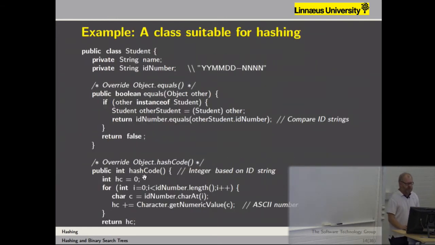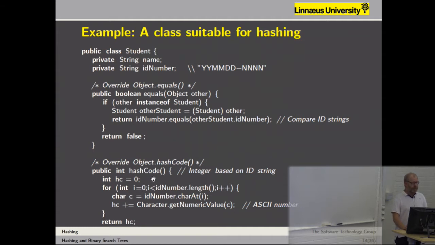here, I compute a hash code. Well, first of all, I have a student, and I say that two students are the same student if they have the same ID number. I don't care about the name. Many students can have the same name, but they are supposed to have a unique ID number. So in all parts of this, I'm focusing on the ID number. So basically, down here, I'm saying that two students are equal if they have the same ID number.